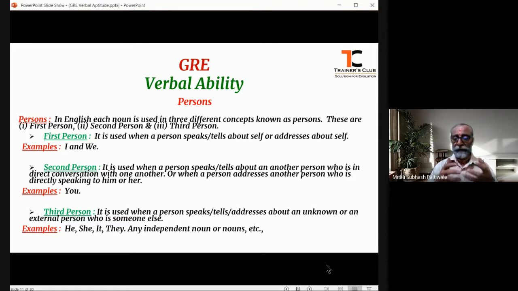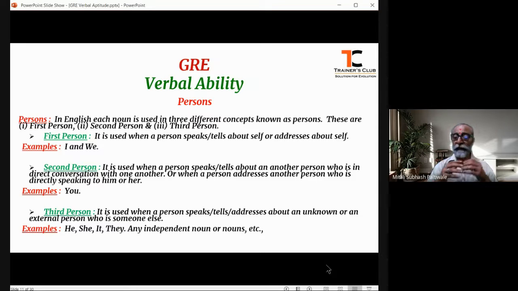Then comes the third person. Third person is used when a person is addressing someone else who is not in direct conversation between the two people, someone else who is not there in the scene. When the person is talking about another person who is not there in the conversation, third person is used to address them.